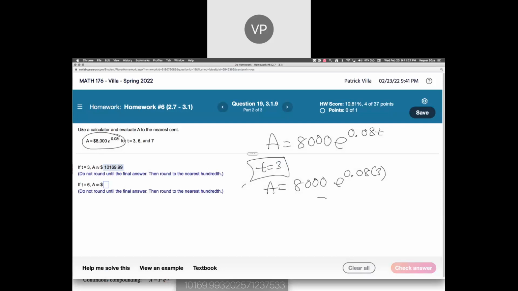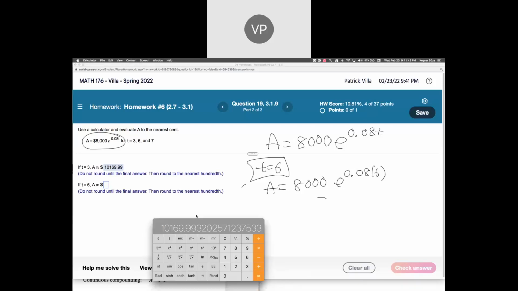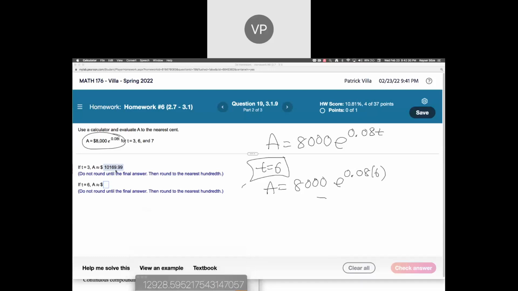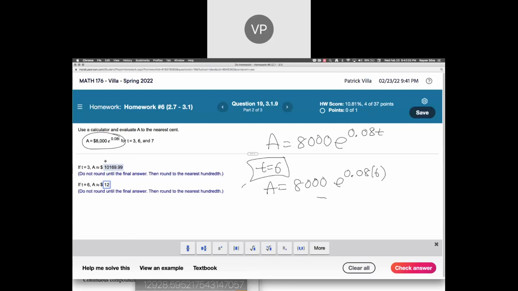So we're doing the same thing when t equals 6. The only difference here is this now becomes a 6. What I like about this problem, this one with the 3 parts, is that it makes us use our calculators. Again, I'm taking the 0.08 for the interest, now multiplying it by 6, hitting the E button because that's the power of E, and multiplying that result by 8,000. And this will be the answer for the second part: 12,928.59, which rounds up, so it should be .6.